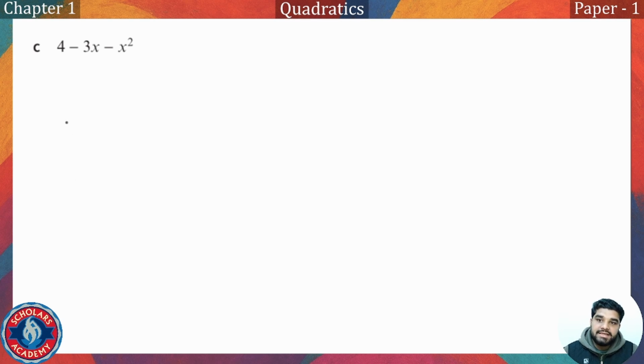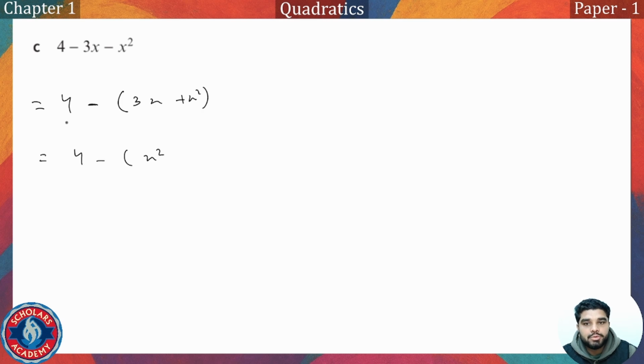Next is C. We'll ignore this constant term. We'll not take negative common from this. We'll just ignore this. So let's continue. 4, we'll take negative common over here. So 3x and plus x square, that can be rearranged and written like 4 minus of x square plus of 3x. Clear?